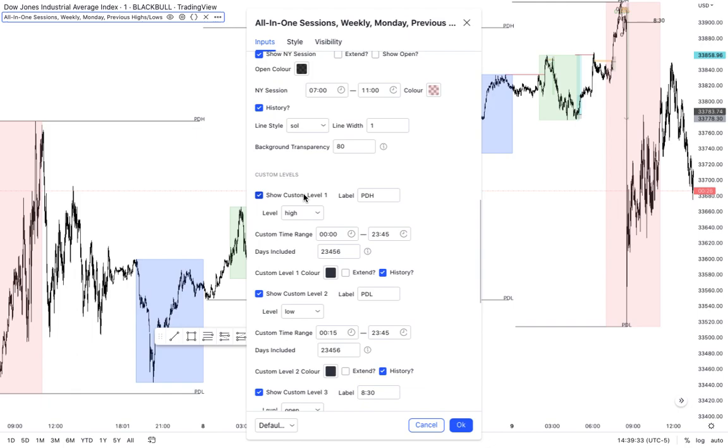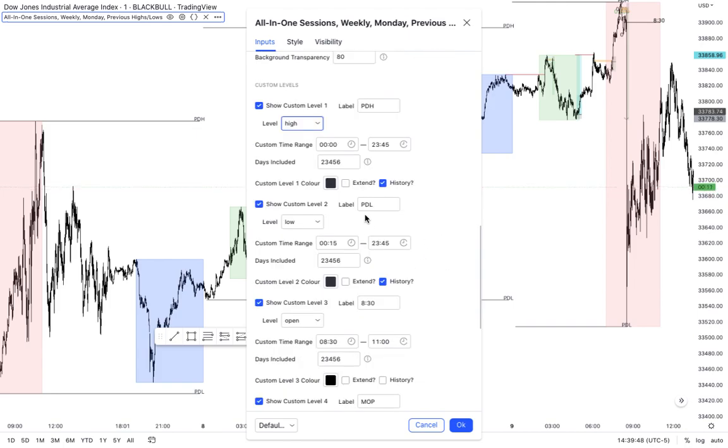So you need to custom add this, like this, show custom level PDH, and that would be your previous day's highs. And if you go to label high, okay, and the second one would be the not the timing as well. The second one would be the PDL, previous day's lows, and that would be the low. And the third one would be the 830, and that would be the open. And the fourth one would be the MOP, midnight opening price, that is 00.